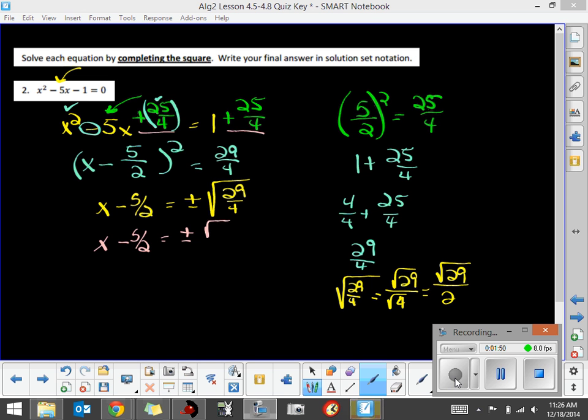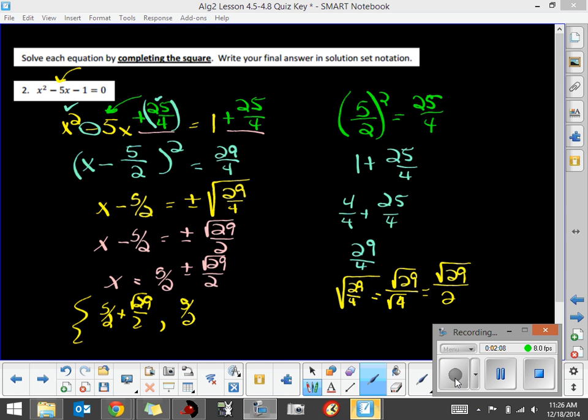so it's x minus 5/2 equals plus or minus square root of 29 all over 2, which means x has to equal a positive 5/2 plus or minus the square root of 29 over 2. So as a solution set, our solutions would include 5/2 plus the square root of 29 over 2, and 5/2 minus the square root of 29 all over 2. Done.